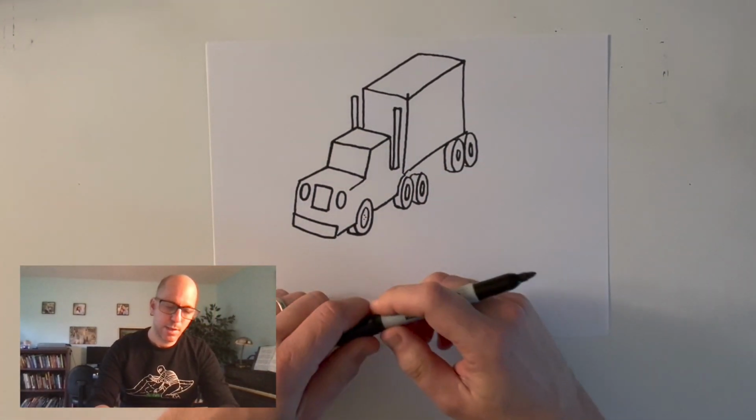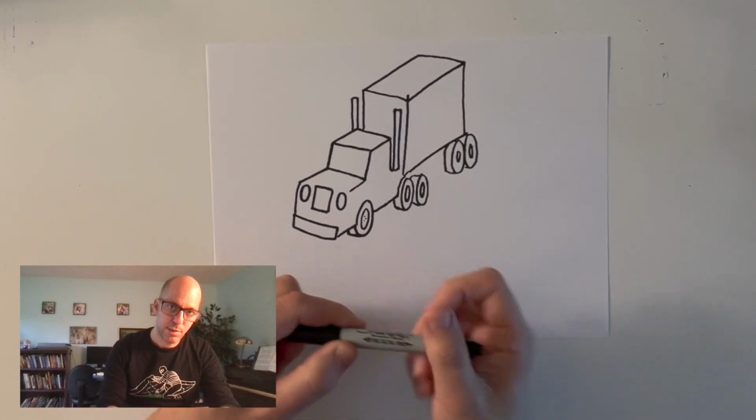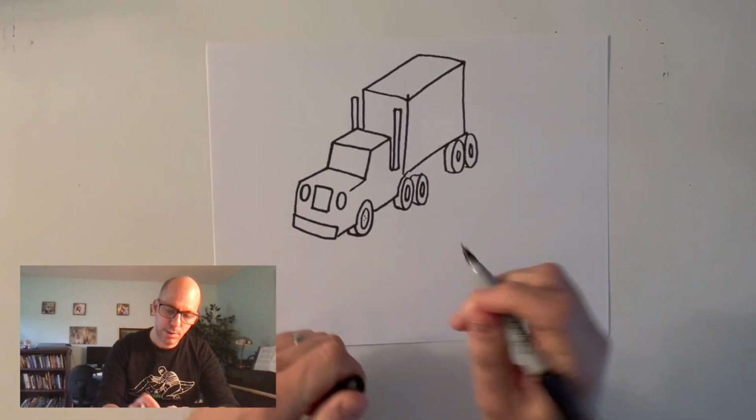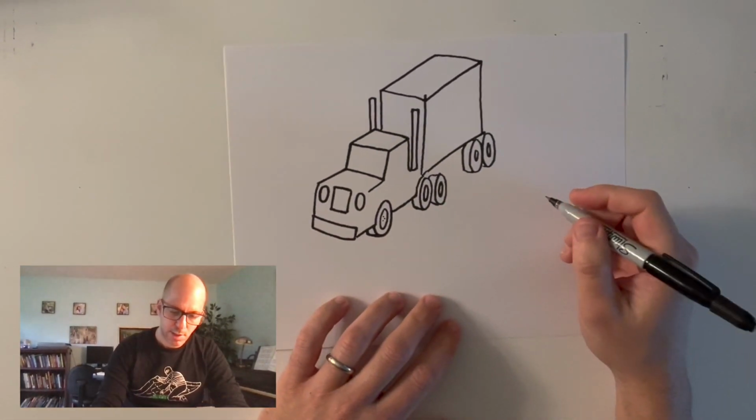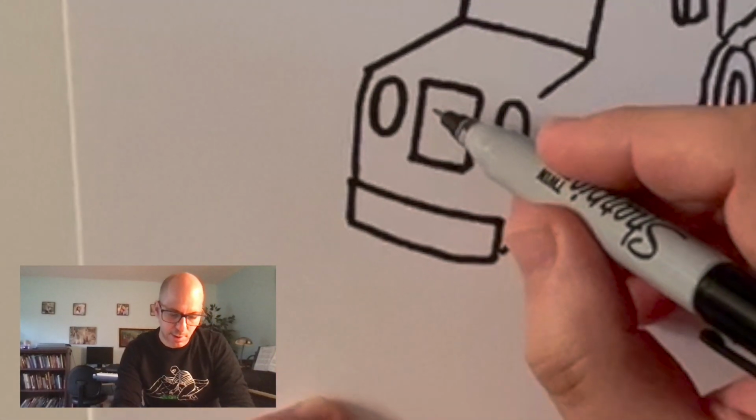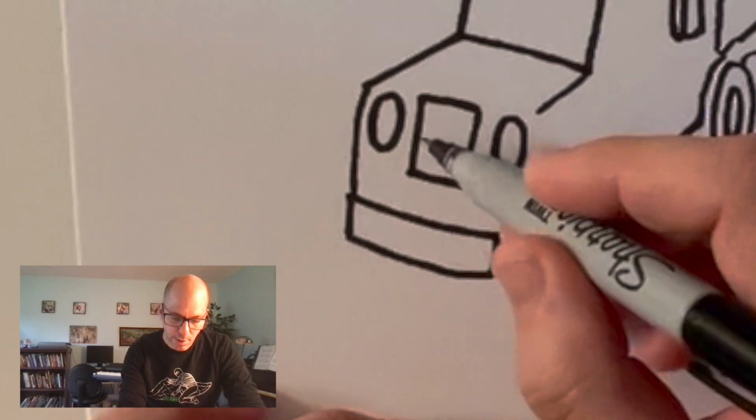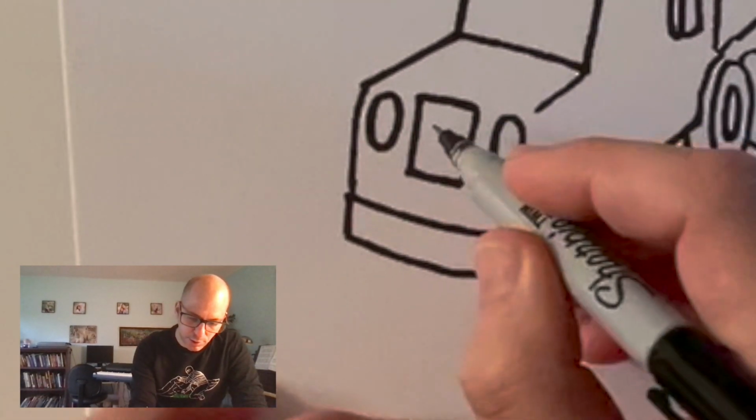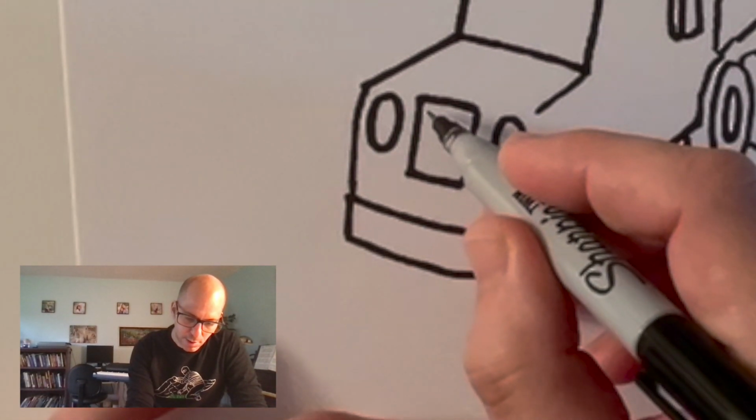Now I'll go back with my skinny line, my skinny pen. I'm going to add some details here. First one I want to add is right here. This is the screen where the truck is sucking in oxygen. I like to draw this pattern.